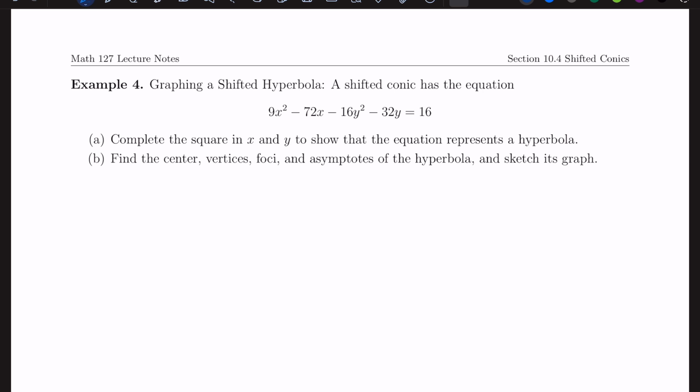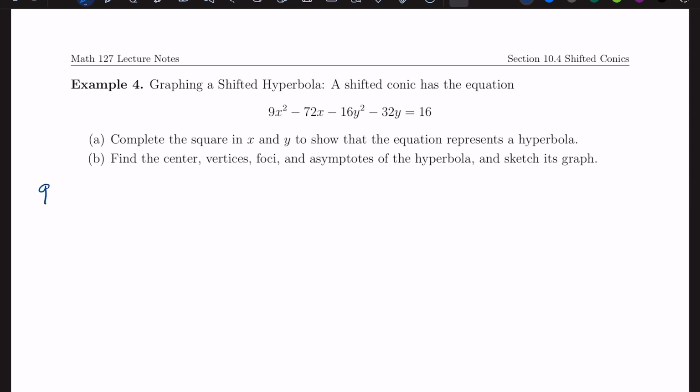So this problem comes in two parts. First, they say complete the square to find the equation that represents the hyperbola. Then we're going to find the center, vertices, foci, asymptotes, everything once it's been shifted, and then give a rough sketch. So let's start with the first. We're going to complete the square, so let me show you how to do this.